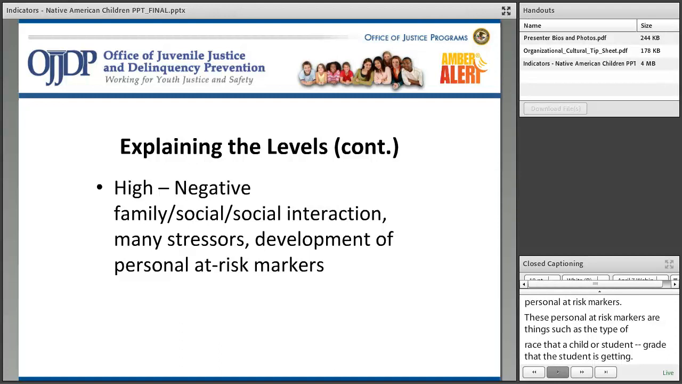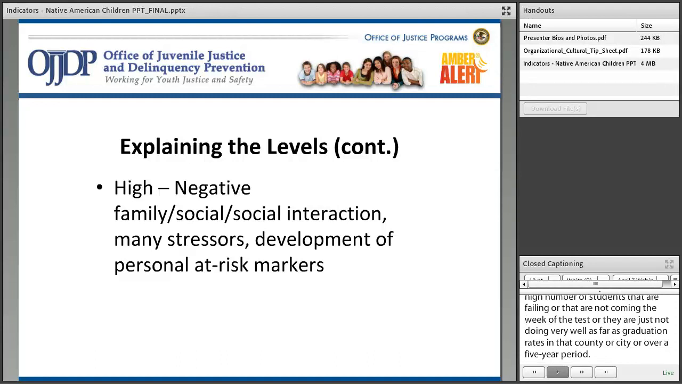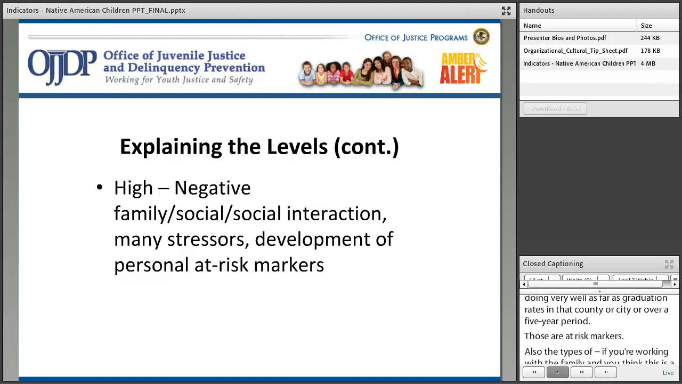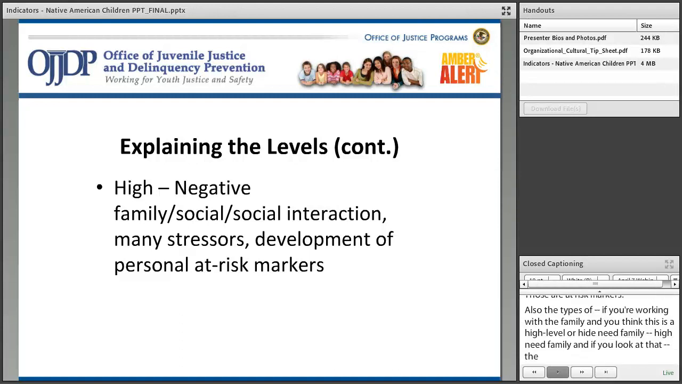Also, if you're working with a family and you say, you know what, this is a high-need family, and you look at the type of social surroundings and the people that the family or individuals are surrounded by, then you would have some inkling that this is a high-level, high-need family. And we'll talk a little bit more about the questions and the ways that we can get to the heart of getting that information from individuals and families.